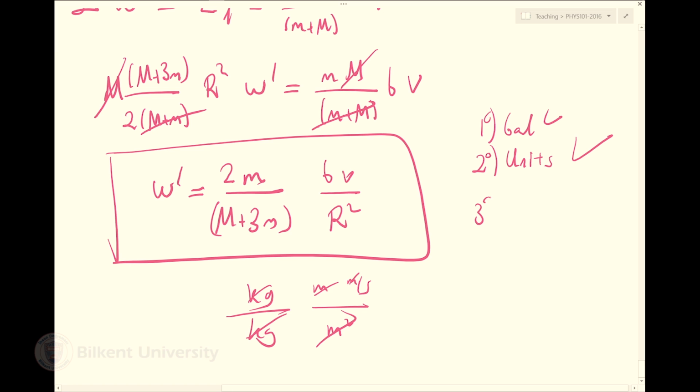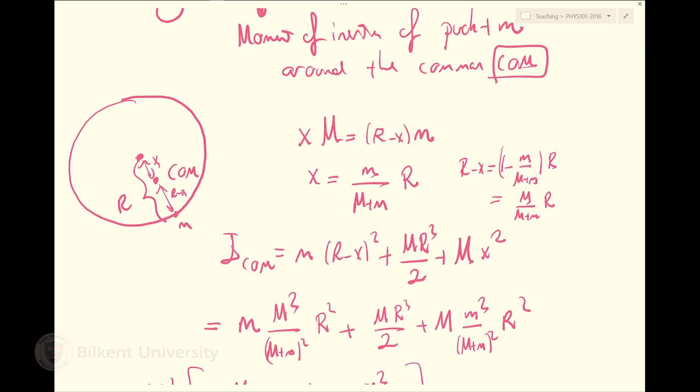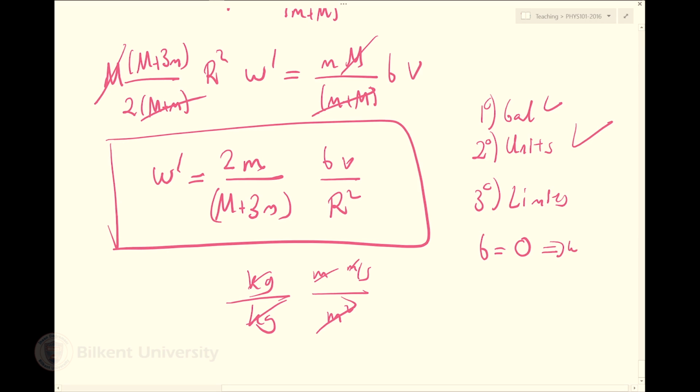How about the limits? What do you think happens when b is equal to 0? When b is equal to 0, I'm actually hitting that small mass head on. Would I rotate? There would be no rotation. b equal to 0 should give omega prime equal to 0. That checks, so that's good. Similarly, if m goes to 0, omega prime should go to 0, and that also checks.